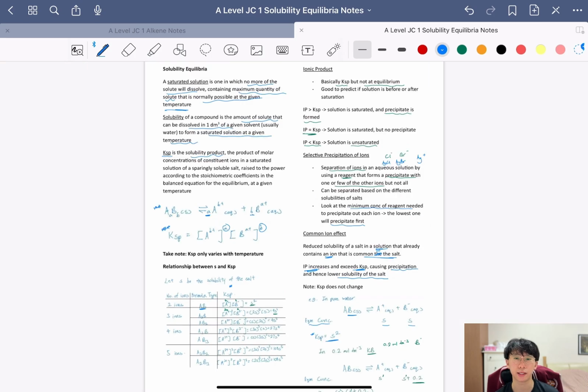So that's all for solubility equilibria. I would advise that you continue doing practice for solubility equilibria because the questions that come out of it are rather unique and a bit niche, and it would take a while to get used to the kind of questions and the calculations you need to do.